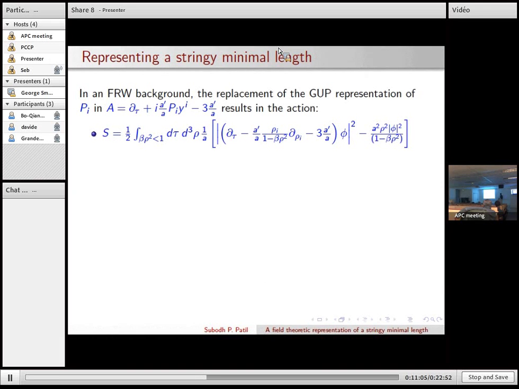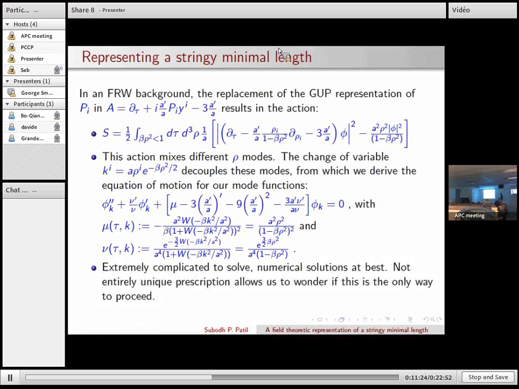So then the prescription appears to be that in an FRW background, one just substitutes in what the representation would be for momentum that respects the generalized uncertainty relation. And I'm going to breeze through this now because I haven't even gotten to what I wanted to discuss, is that, as you can see, it's really complicated, okay?